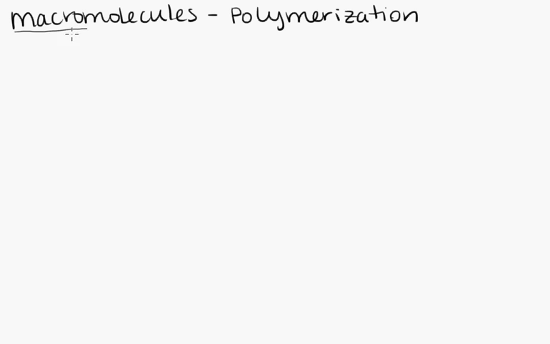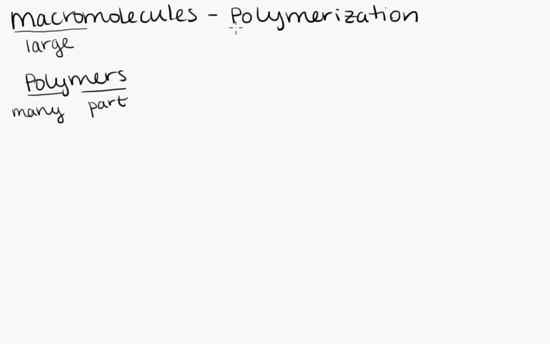What macro means is large. So these are large molecules. Another name for macromolecules is polymers. So what poly means is many, and what mer means is parts. So macromolecules are large molecules. They are also polymers made of many parts. So these two words are interchangeable.